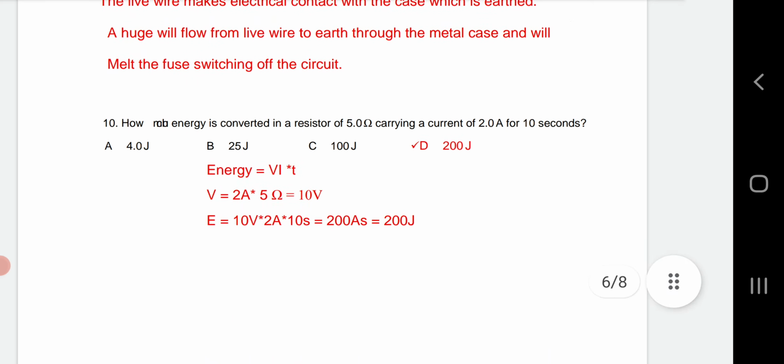Question number 10. How much energy is converted in a resistor of 5 ohm carrying a current of 2 ampere for 10 seconds? Energy is given as power multiplied by time. The current is 2 ampere and the resistance is 5 ohm, so the voltage is 10 volt. So energy will be 10 volt multiplied by 2 ampere multiplied by 10 seconds. So it is 200 ampere volt seconds, that is 200 joules. So option D, 200 joules.